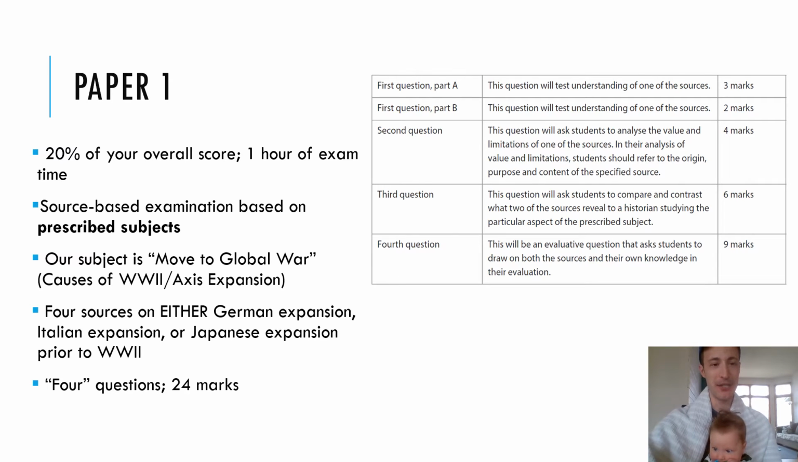There's 4 questions, and it is 24 marks. And you can see how they break down right here. Part A, Part B, second question, third question, fourth question: 3, 2, for a total of 5, 4, 6, and 9.